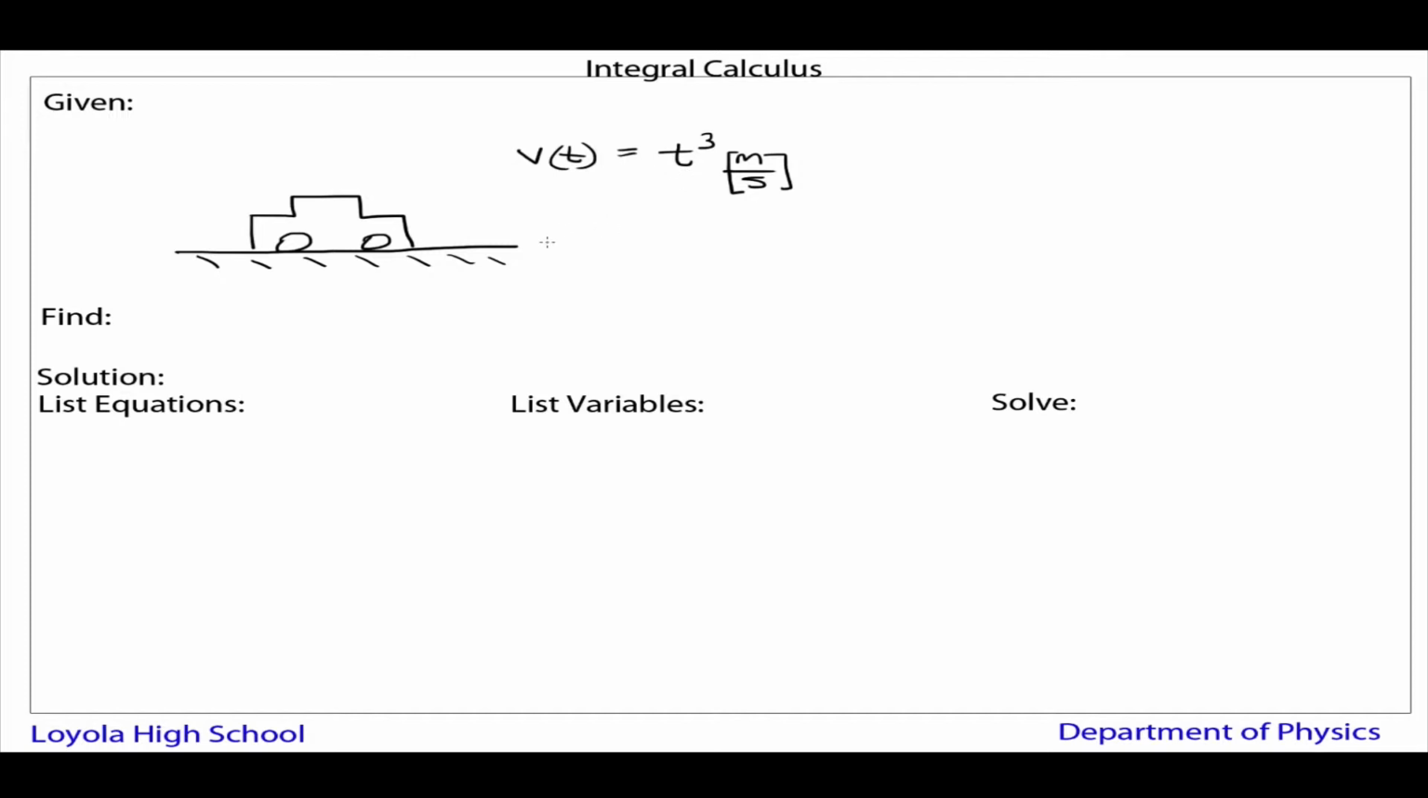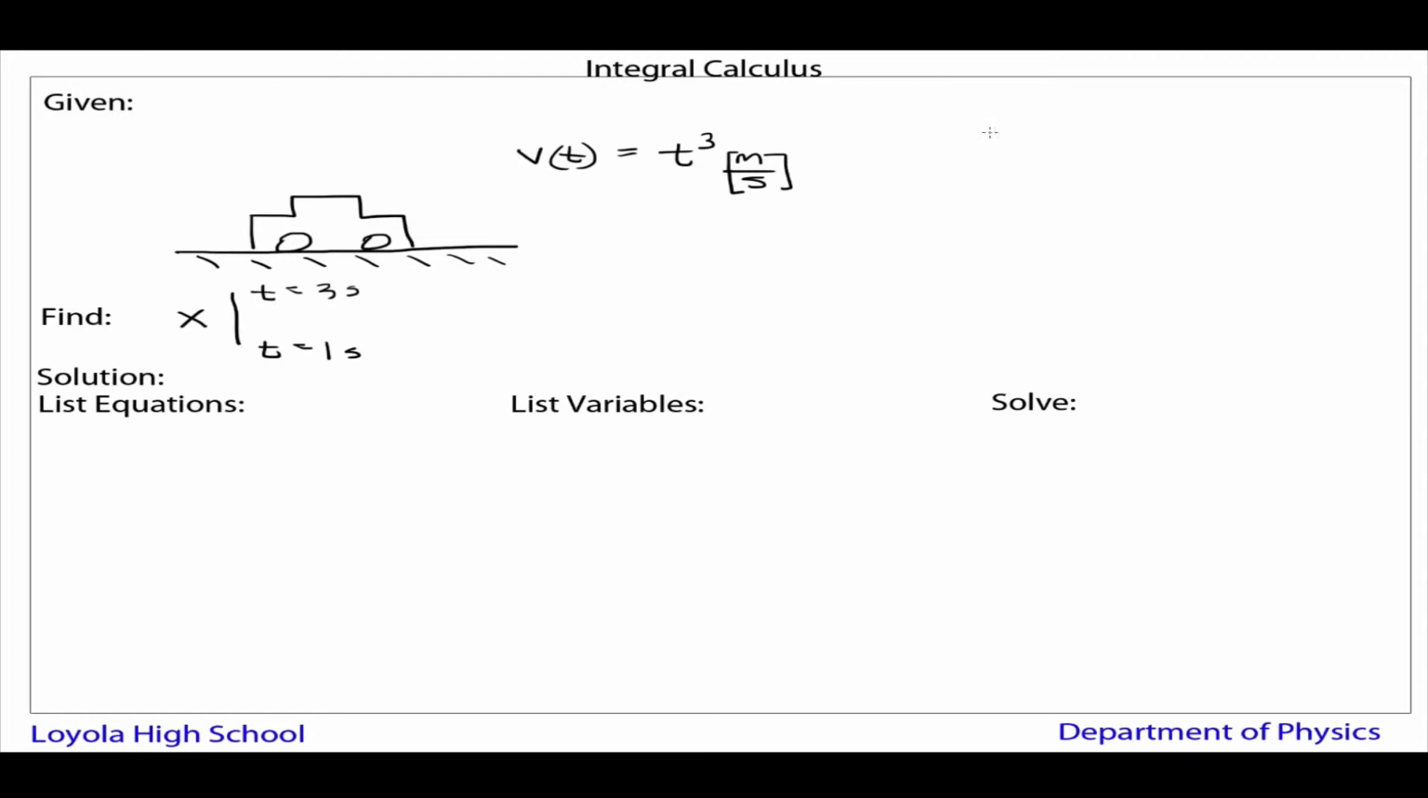All right, and what we want to find is how far the object travels. It's changed its position in the time interval t equals 1 second to t equals 3 seconds. So for a 2-second time frame, how far does the object travel?